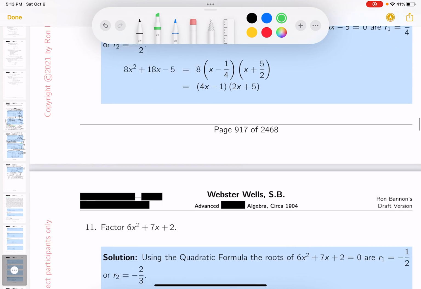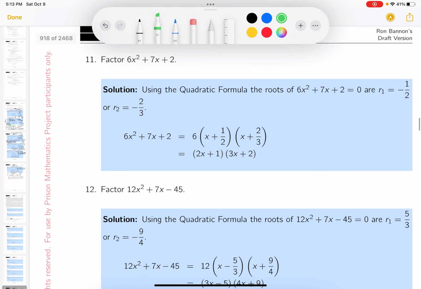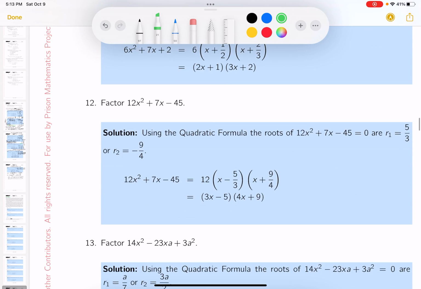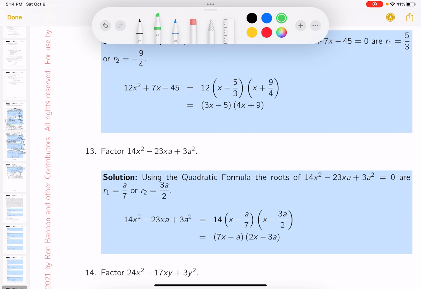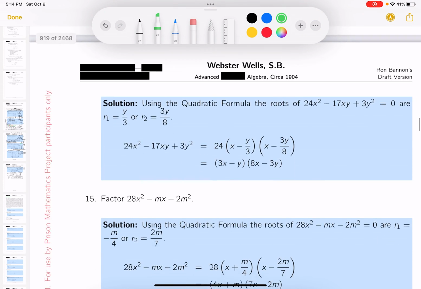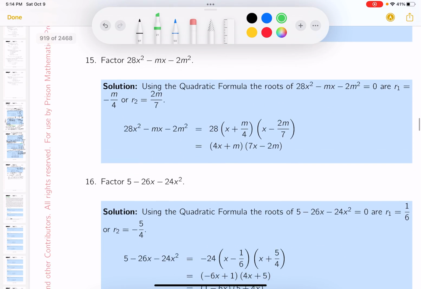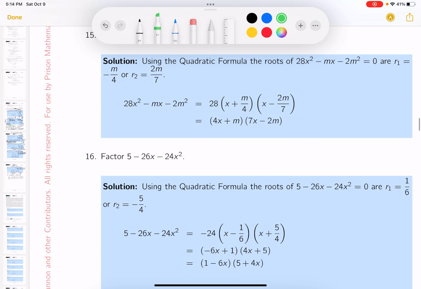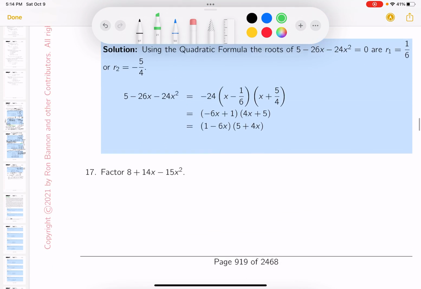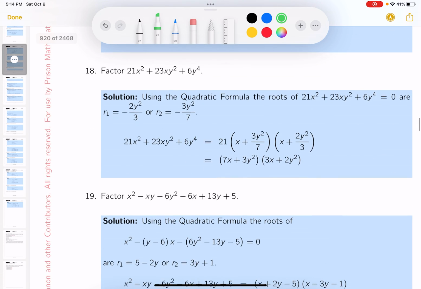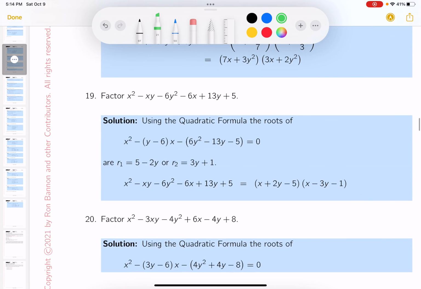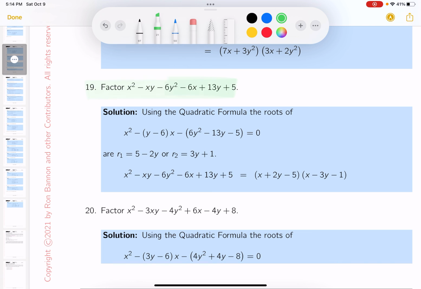Are they all easy? 11's easy. 12 is easy. 13 might be a challenge for you, but it's still finger numbers. 14, easy. 15's easy. My God, everyone's easy. By the way, when I say that, don't be intimidated. Easy, easy, easy.